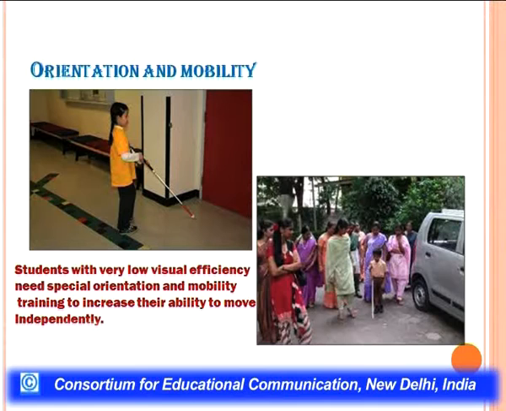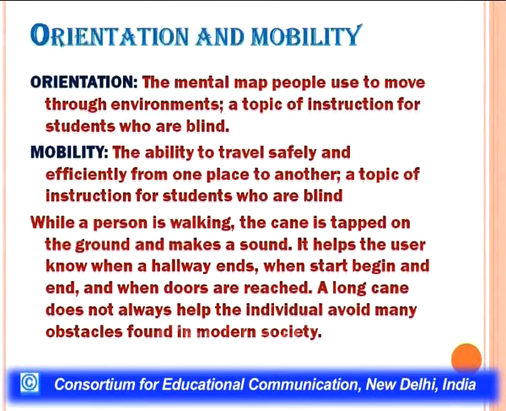The next very important training which is required by a blind person is training in orientation and mobility, shortly known as OM. Here the child or individual learns to move around in the environment, and it is very important because students with very low visual efficiency need special orientation and mobility training to increase their ability to move independently. Orientation is the mental map people use to move through environments, a topic of instruction for students who are blind. And mobility is the ability to travel safely and efficiently from one place to another, also a topic of instruction for students who are blind.